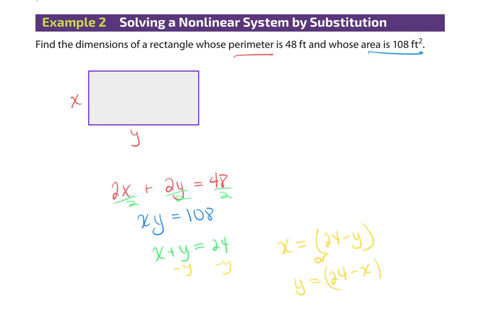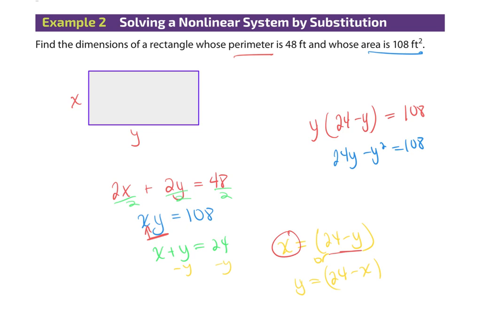If I were to take this one and plug it in, I'm going to replace the x, right? So I'm going to say instead of x, I'm going to say 24 minus y times y, and that equals 108, right? Distribute, so I get 24y minus y squared equals 108.